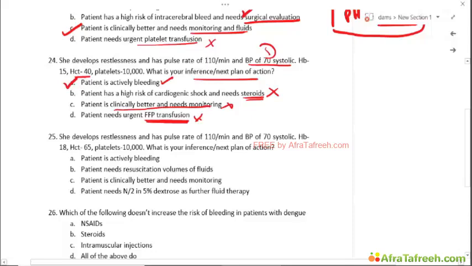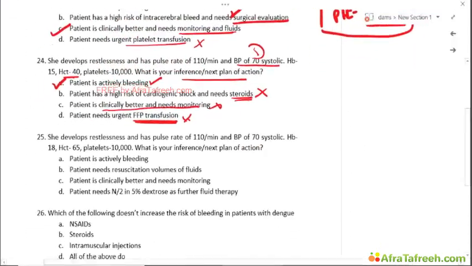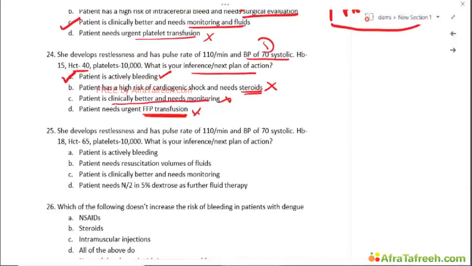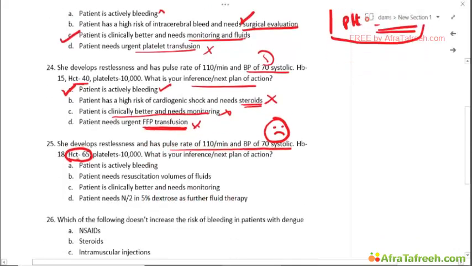Now the third scenario, taking the baseline into consideration, she develops restlessness and a pulse rate of 110 and systolic blood pressure of 70. Again, the patient has dipped and developed worsening symptoms. But the hemoglobin is 18 and hematocrit is 65. What was the baseline hematocrit? 54. Now it is 65, so that has increased. What is the inference and next steps?